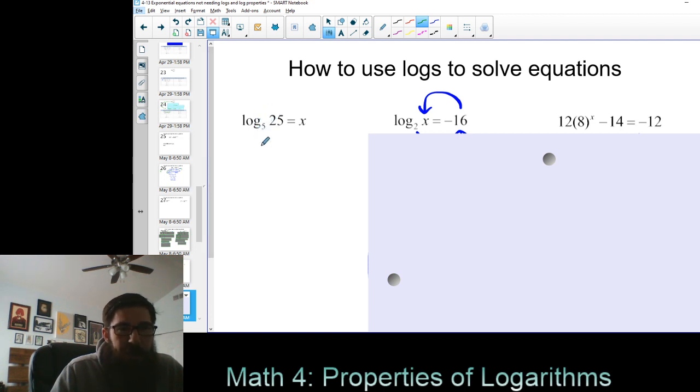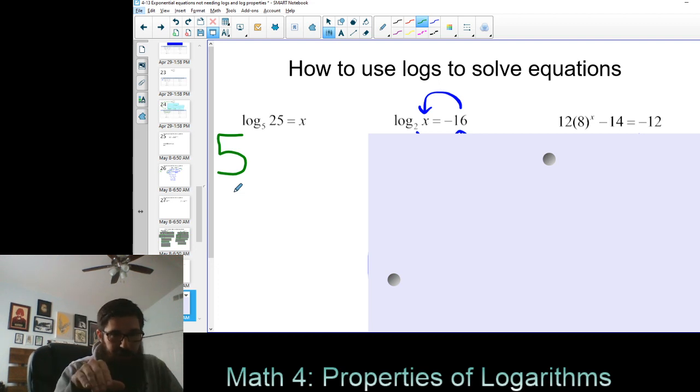I have a log base 5. What can I do to undo a logarithm? I can exponentiate. I'm going to basically do this. I'm going to make what I call a comically large 5. So this is now 5 raised to the log base 5 of 25. If I raise my right side also to 5, so basically what I have right now is 5 to the log base 5 of 25 equals 5 to the x.